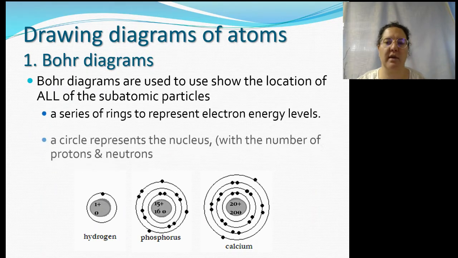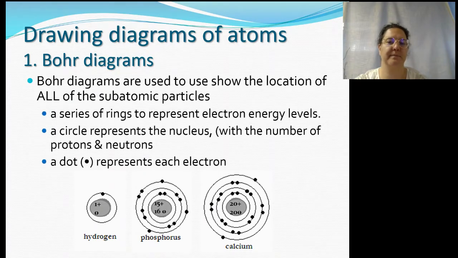So we're going to start off talking about Bohr diagrams. So Bohr diagrams are used to show the location of all the subatomic particles. So this includes a series of rings to represent the electron energy levels, a circle representing the nucleus with the number of protons and neutrons written inside it. And then a dot represents each electron on the different electron levels that are there.